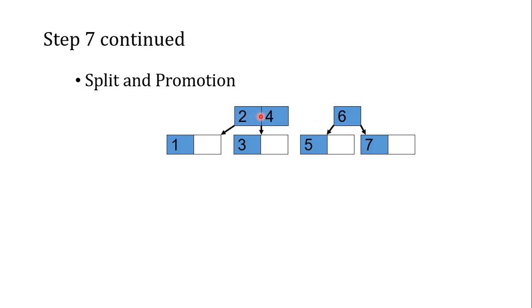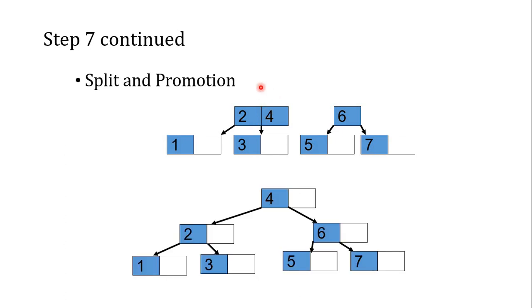So there are two root nodes, but that should not be, because the root is always one node. So we will take care of it here: 2, 4 and 6, and we apply the rules of split and promotion again. Among 2, 4 and 6, 4 is the median value, so it will be split here and then move up to the upper level. So that is the tree.